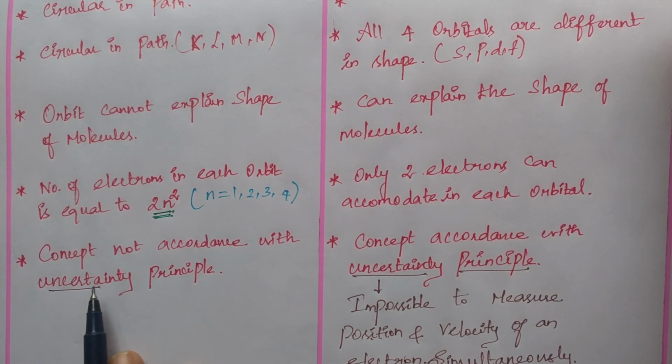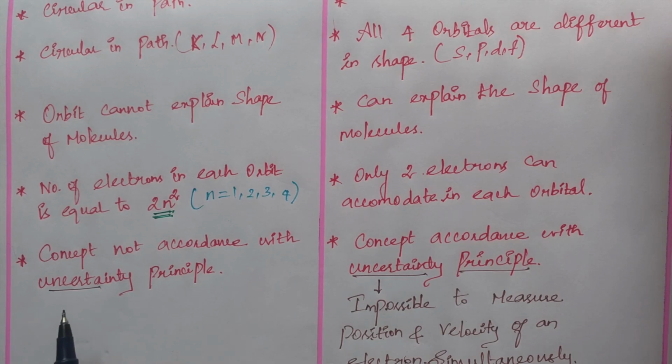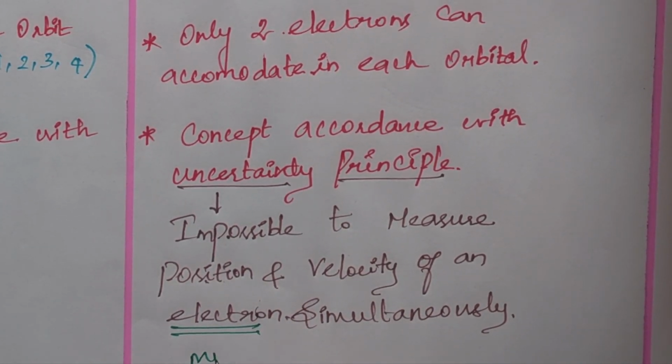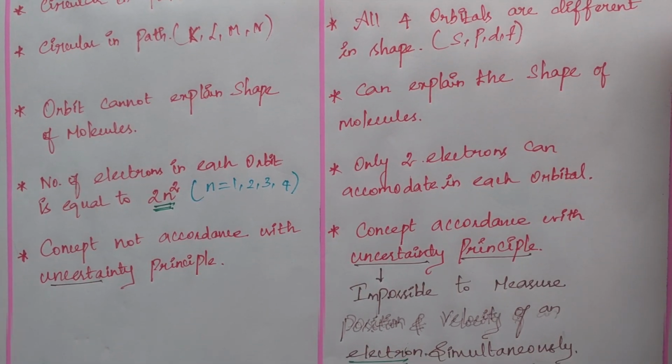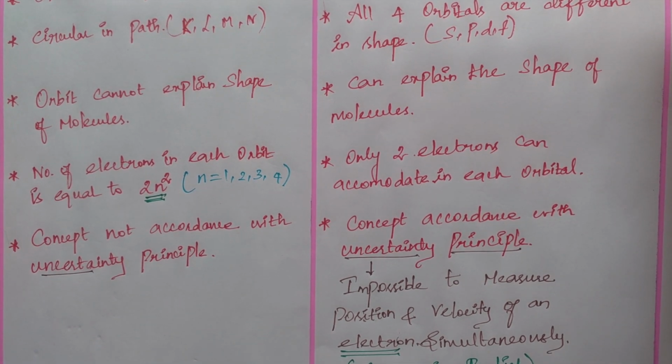Next, the orbit is not in accordance with the uncertainty principle. That means we can find out the position and velocity of a macroscopic particle simultaneously. But for a microscopic particle, we cannot find out position and velocity. The electron is a microscopic particle, so the uncertainty principle is applicable for microscopic particles. So, students, these are the important points you have to remember for the difference between orbit and orbital.